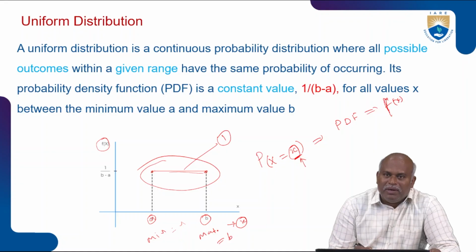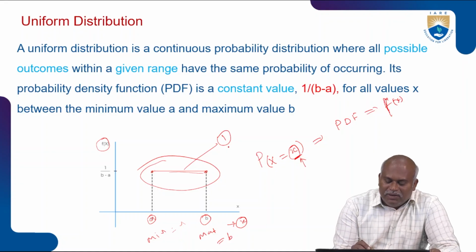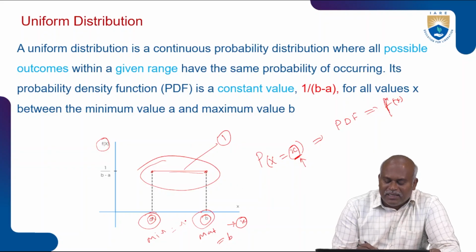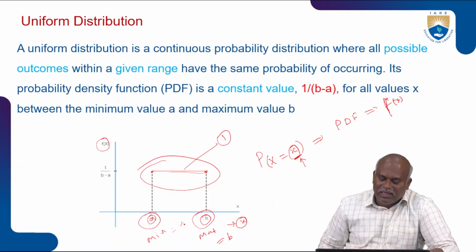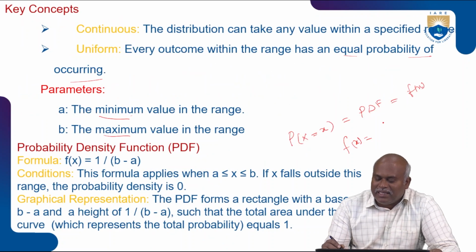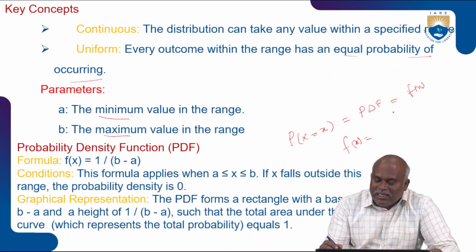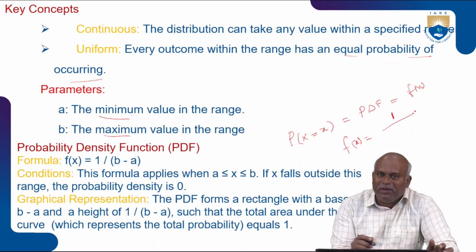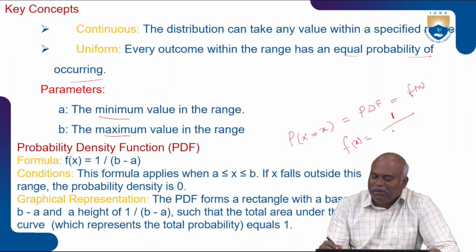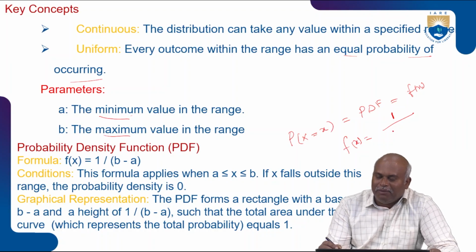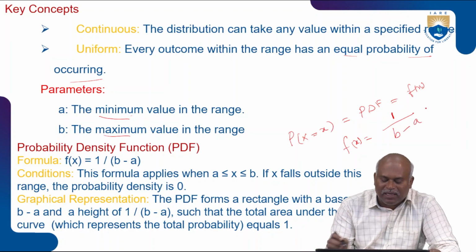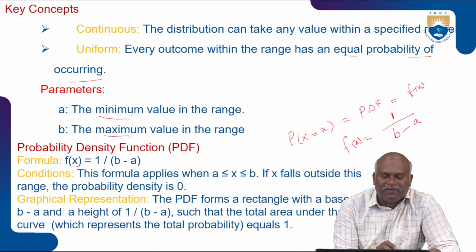So the probability of events is 1. At the same time, the interval between A and B is where the occurrence happens. So I write f of x, the probability of the event, is equal to 1. Only one possibility occurs. In between the two limits, it is the maximum interval minus the minimum interval. The maximum value is B and the minimum value is A, so I write B minus A. So the formula for the probability density function is f of x equal to 1 by B minus A.